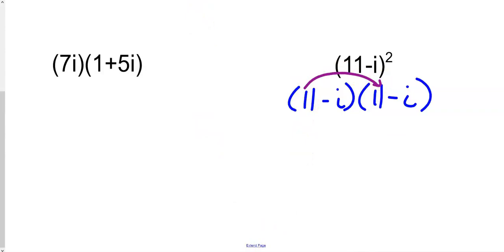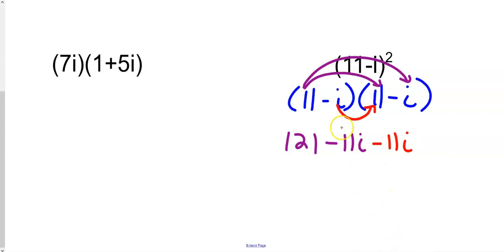So first, 11 times 11, that's 121. Outer, so 11 times -i is -11i. It's just like taking 11 times x. 11 times x is 11x. Same thing happens with the i's. Just 11 times -i is -11i. And then from here, we'll do our inner. So -i times 11 is -11i. And last, -i times -i gives us a positive i squared.